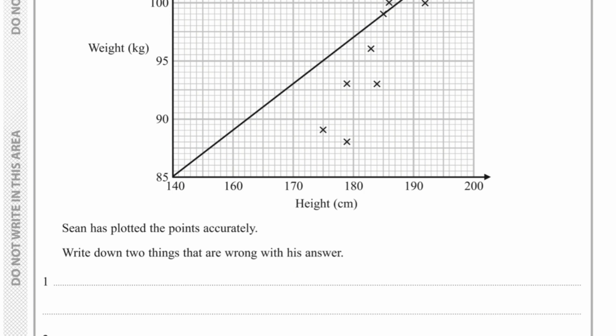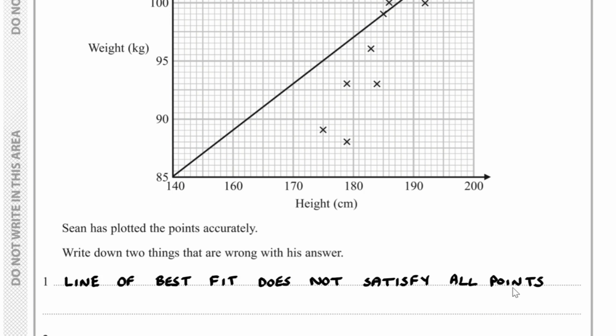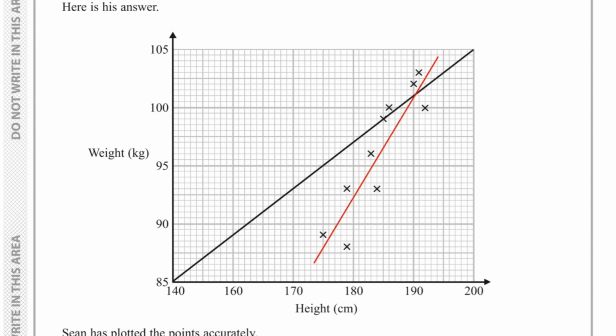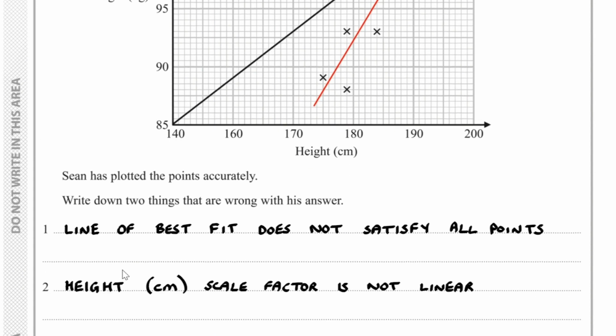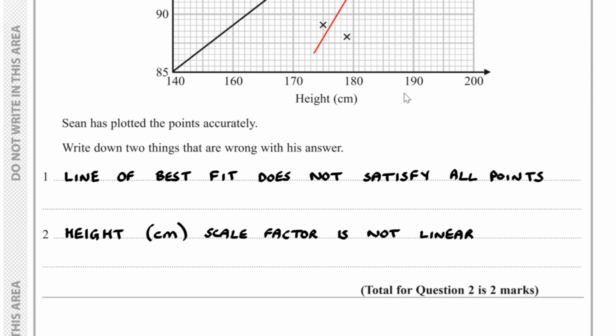Well, the first thing that's wrong is the line of best fit does not satisfy all the points. What we should have is a line of best fit looking something like this. And now for the next thing that's wrong, if we take a look at the height scale, we've got 140, 160, 170. It's not going up by the same constant amount. And so the height in centimetres scale is not linear. Here we have a jump of 20, then we've got a jump of 10, then another 10, then another 10, then another 10. So it's not a linear jump between the points.